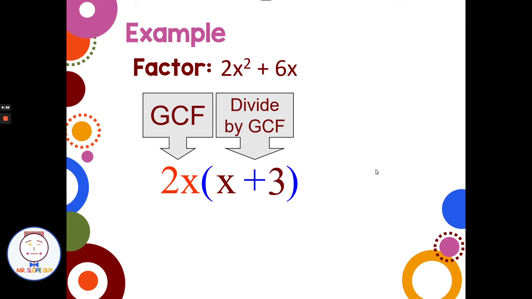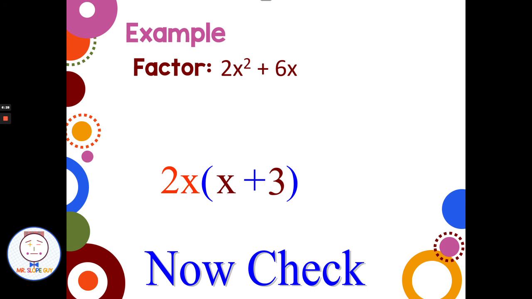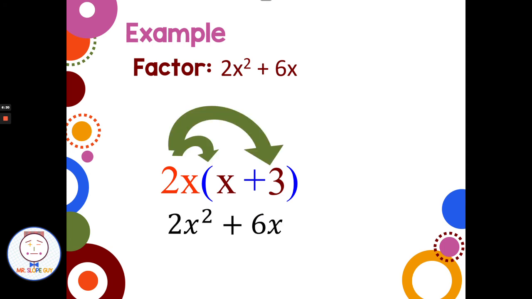3. Then I could just check real quick to the side. I can do distributive property. 2x times x is 2x squared, and 2x times 3 is 6x.